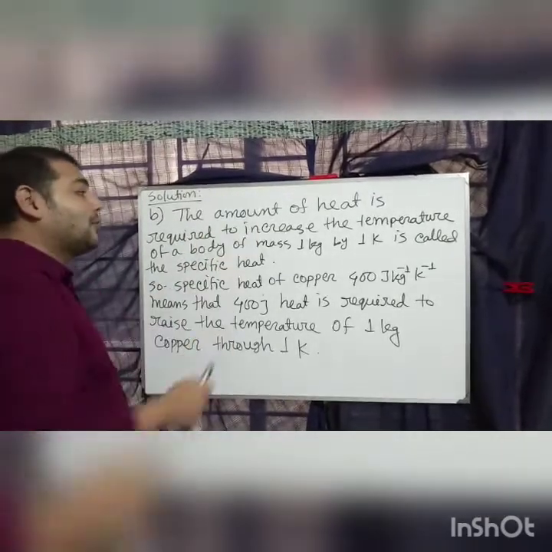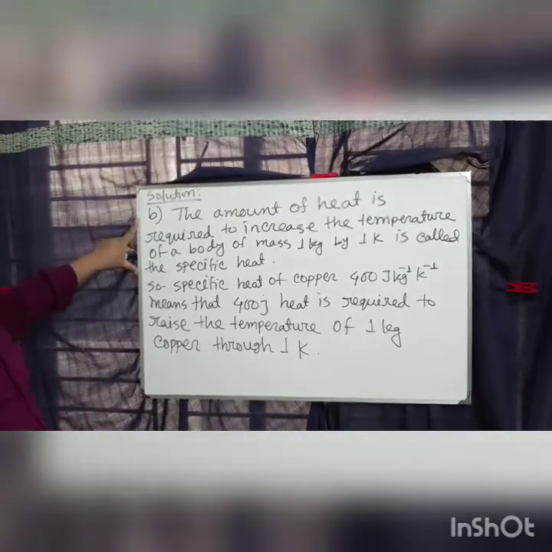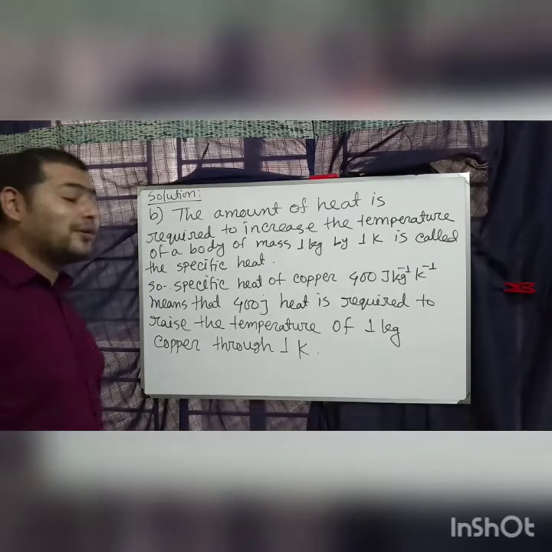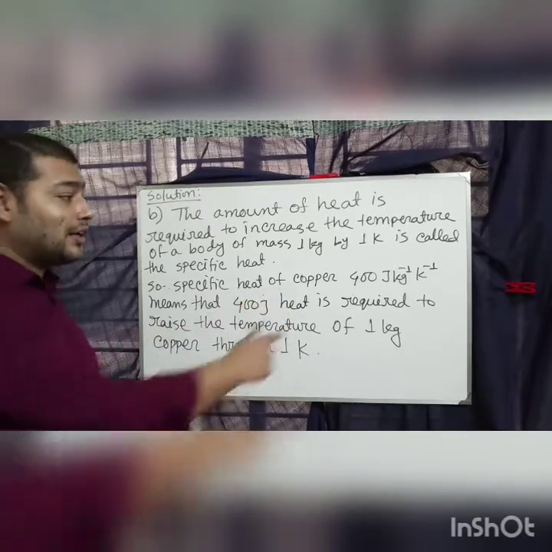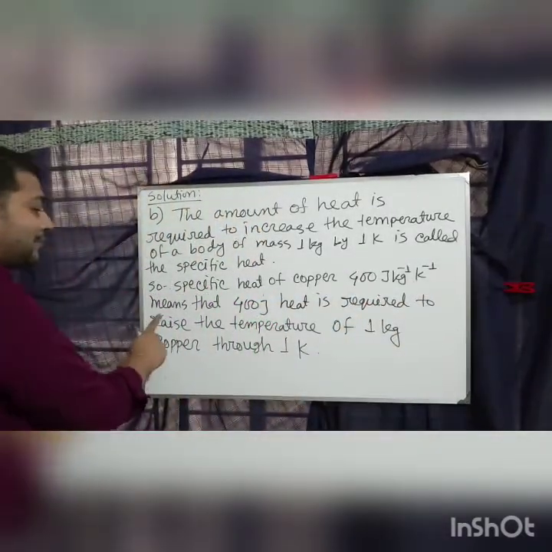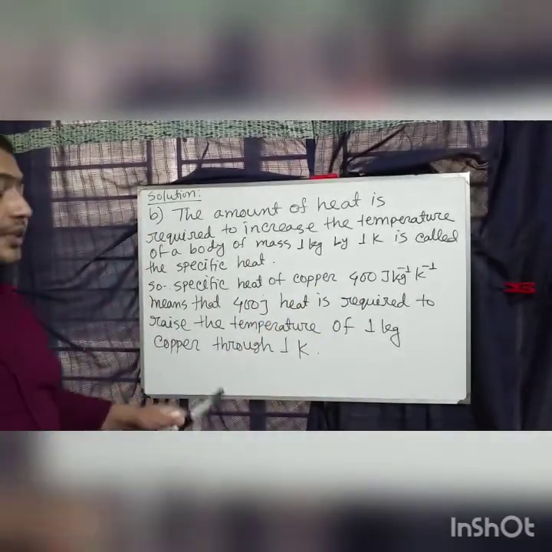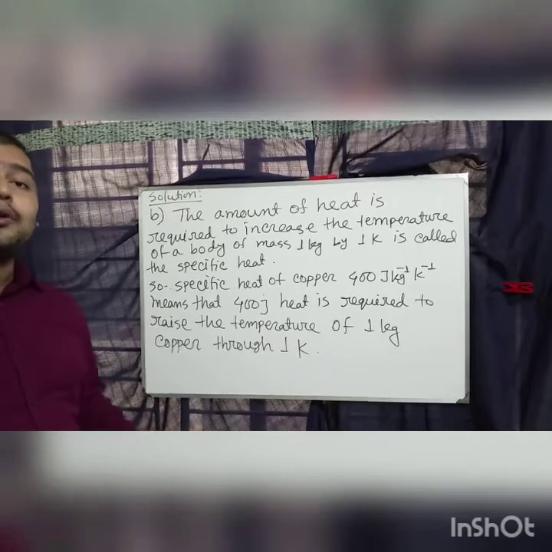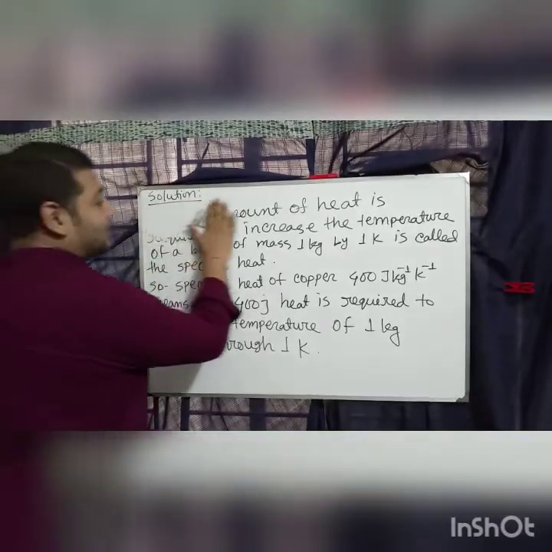In our knowledge based part we can write the definition of specific heat: the amount of heat required to increase the temperature of a body of mass 1 kg by 1 Kelvin is called specific heat. So specific heat of copper 400 joule per kg per Kelvin means that 400 joule heat is required to raise the temperature of 1 kg copper through 1 Kelvin. Okay, then the question number C.